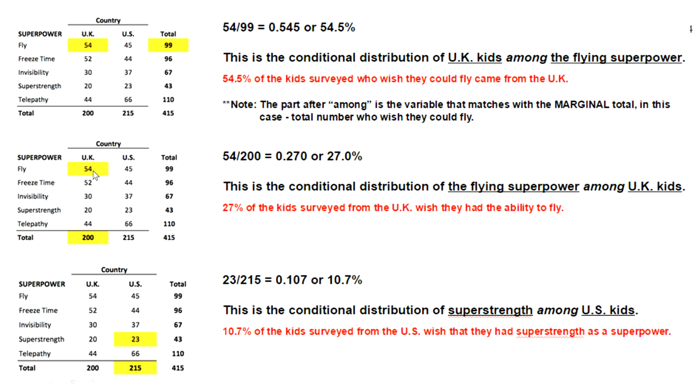Given you're from the UK, 54 of the 200 prefer flying. And given from the US, 23 of 215 is a distribution of super strength among the US kids. So again, you can ask, are we focusing solely on the columns? Are we focusing solely on the rows of the data?